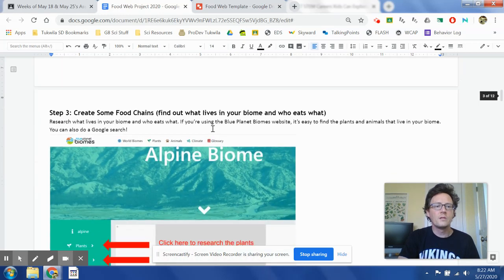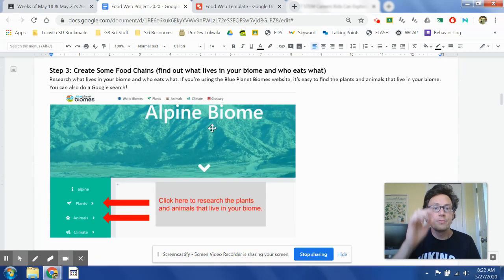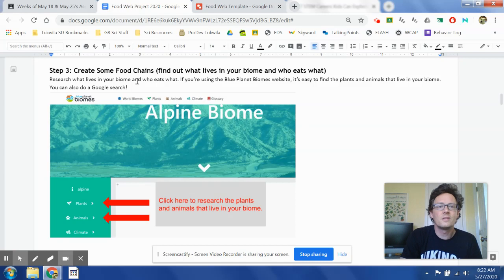When you get into part 3, you'll be basically practicing what are some of the food chains that exist inside the biome that you're researching. Remember, a food web is simply multiple food chains within the same ecosystem that interact with each other and they tangle up with each other. And so it becomes much more of a web formation than a single chain.